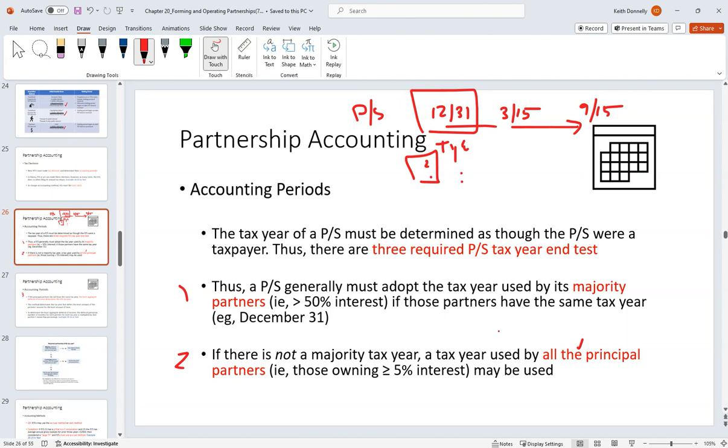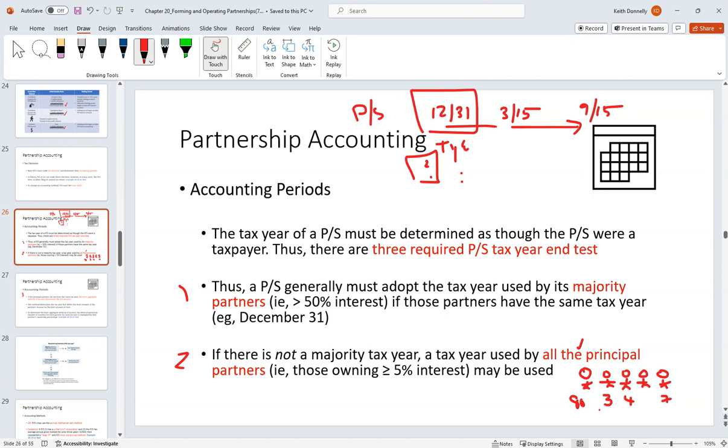And you say, do all of the principal partners share the same tax year end? So by way of example, say we have, I don't know, let's just say 5 partners. So this guy is an 80% owner. This guy is a 7% owner, a 3%, I don't know, a 4%.